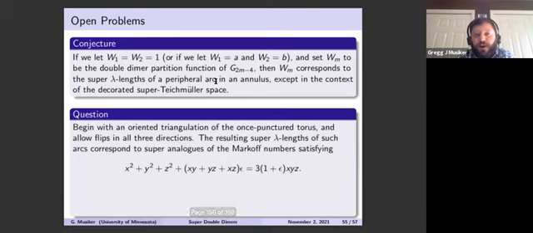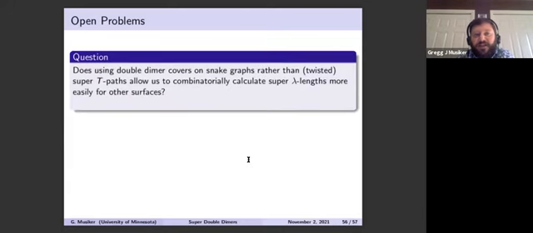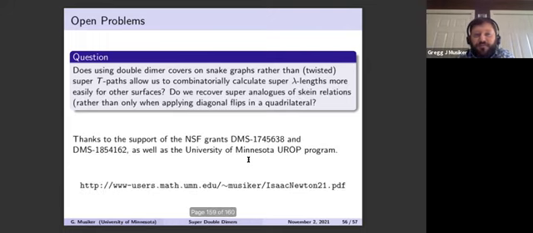We also are looking at super Markov numbers, which have the super Fibonacci numbers as a special case if you let z equal 1. And last but not least, what happens now that we have snake graphs? Can you get other surfaces? And could you get super analogs of skein relations, which would give us more flexibility than just doing the diagonal flips?